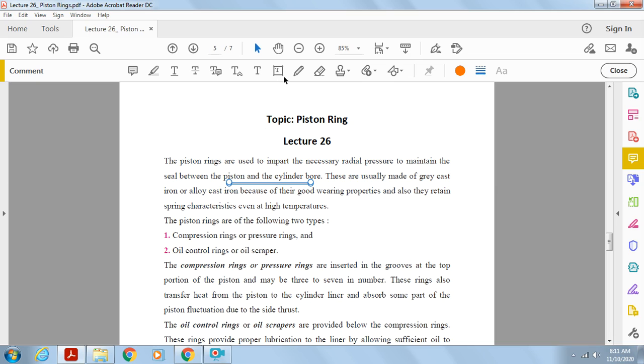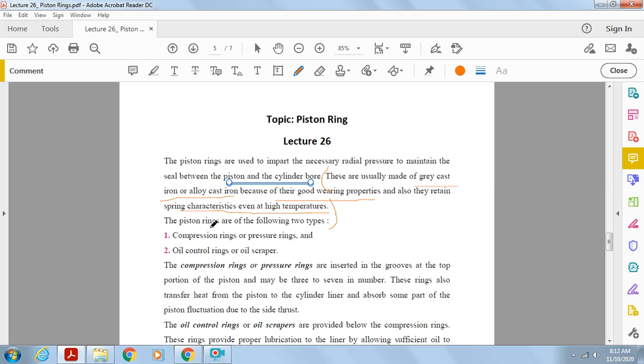These piston rings are usually made of grey cast iron or alloy cast iron because of their good wearing properties, and also they retain spring characteristics even at high temperature. This is an important thing, why we have chosen grey cast iron or alloy cast iron: they have superior qualities like good wearing properties and spring-like behavior even at higher temperatures.